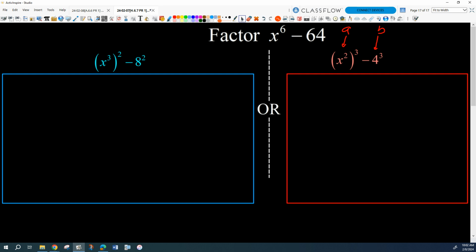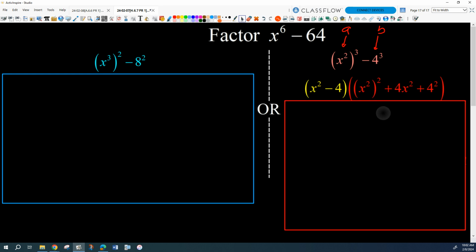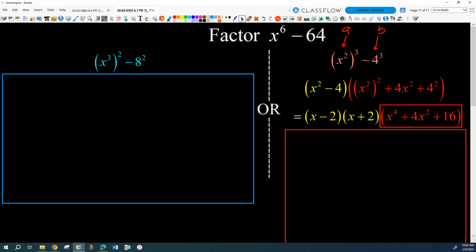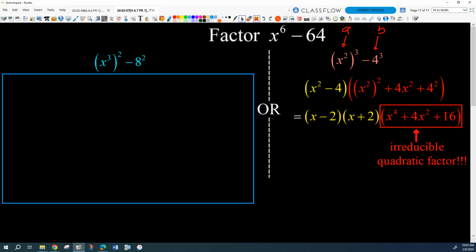So let's just follow that pattern. a minus b times a squared plus ab plus b squared. x squared minus 4, that's a difference of squares again, isn't it? So I can break that down. But what's the problem here? Now the other factor is an irreducible quadratic. So by definition, we're done. Can't go any further. Is there a problem with that? Yeah, maybe there's a problem.